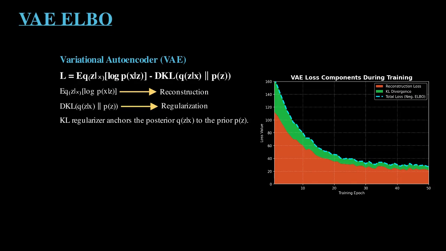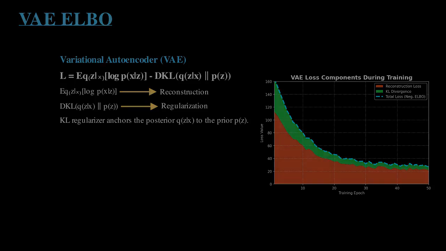The second term is a KL divergence that acts as a regularizer. It measures the divergence from the approximate posterior Q of Z given X to a fixed prior P of Z, which is typically a standard normal distribution. This KL term forces the encoder to produce latent codes that collectively resemble a simple, tractable distribution. This prevents the model from simply memorizing inputs and is what gives VAEs their generative capabilities. During training, we see both terms of this loss decrease as the model learns to both reconstruct well and organize its latent space.